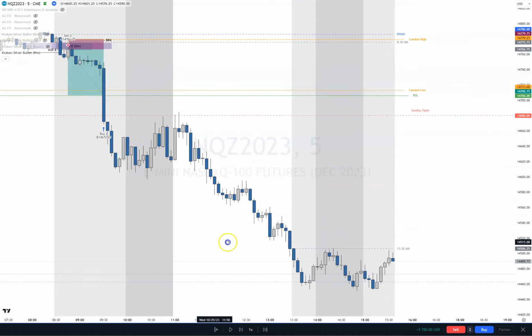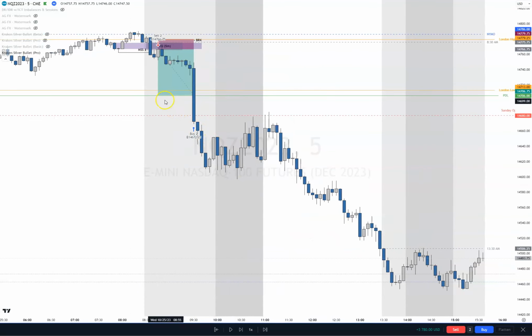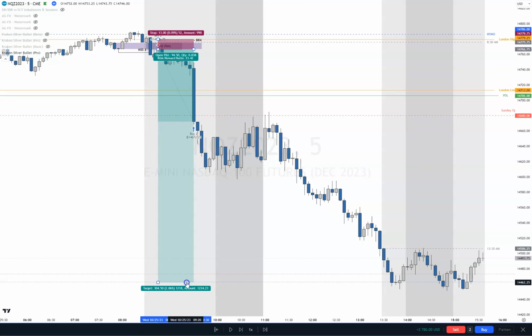I believe that's about it. Okay, so let's just go down to the end of there's 300 points. So a runner would have been great, right? Maybe half the consequent encroachment of this fair value gap. But hindsight's 2020, right? So we're happy with our 60.